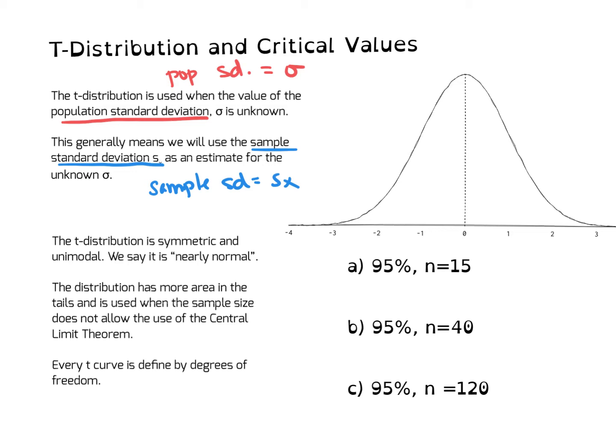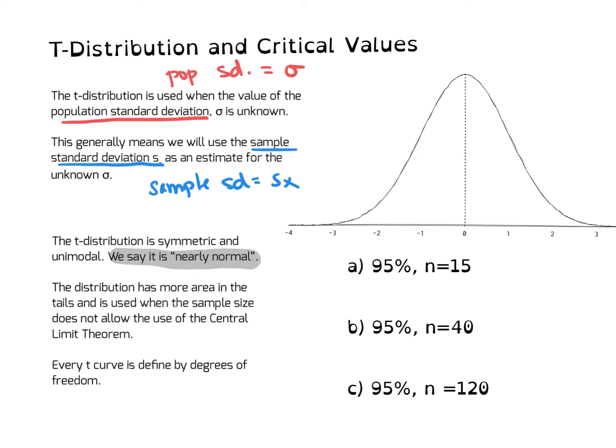Now the problem with S of x is that S of x itself has a lot of error. Because of that, we need to come up with a new distribution. This particular distribution is based off the fact that it is nearly normal. What nearly normal means is that this distribution has a very bell shape. It's unimodal and symmetric, and we say that it is nearly normal.